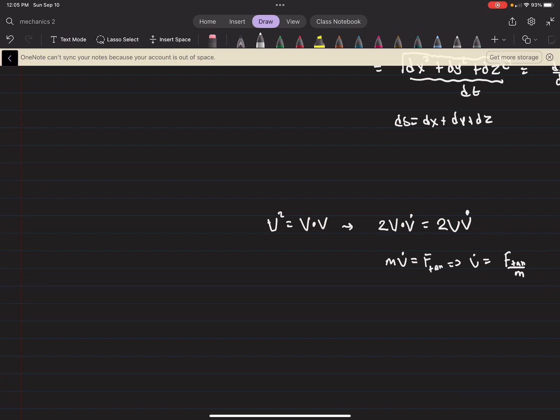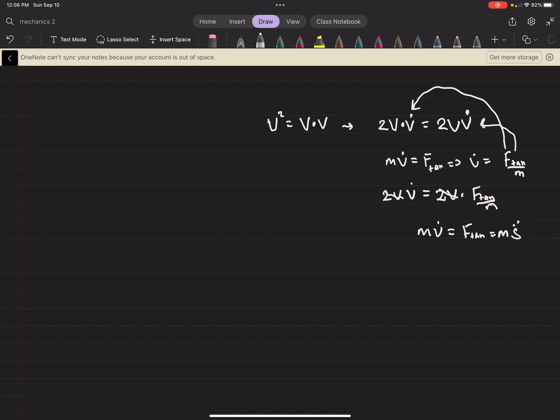Okay. So now what we can do is substitute this into here. What do we get? 2 v dot v equals 2 v dot F tan over m. You can see that the 2 v's cancel, and what are we left with? m v dot equals F tan. And we just saw v is equal to s dot, so v dot is s double dot, giving m s double dot. Okay, so that's taken care of.